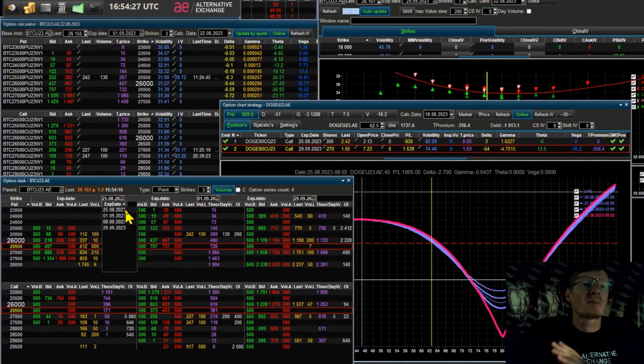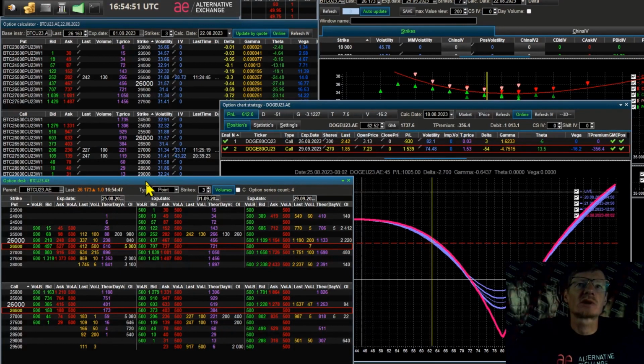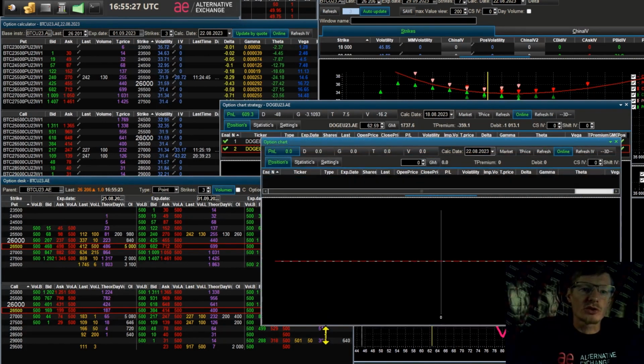On the AE exchange, the expiration is real. Not like on some other cryptocurrency exchanges, where you just get air. Someone, somewhere has calculated and fixed the financial result for you, and you end up not getting the base asset of the option. On AE, you get the real base asset, the futures. So let me explain it now.